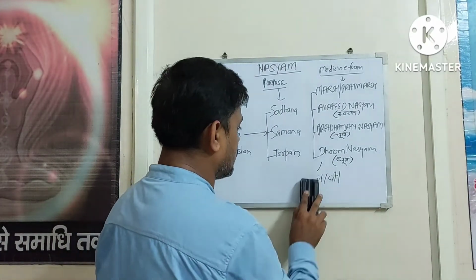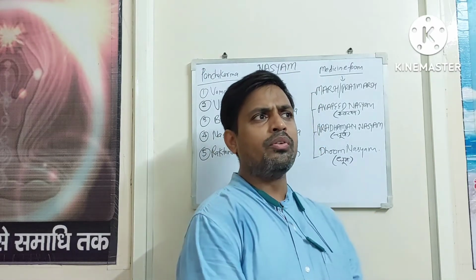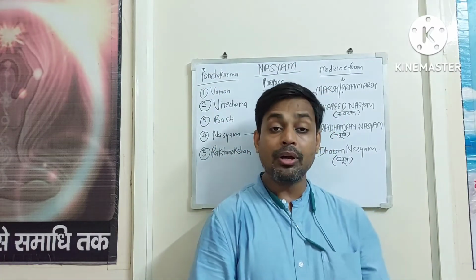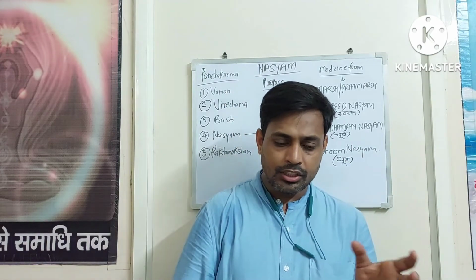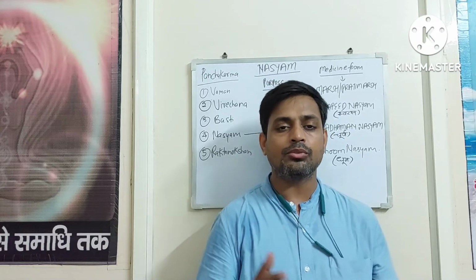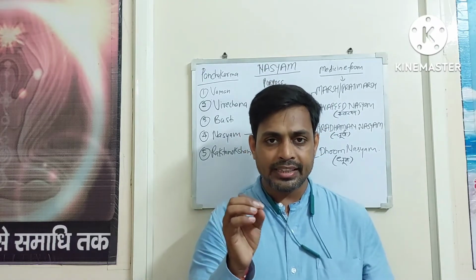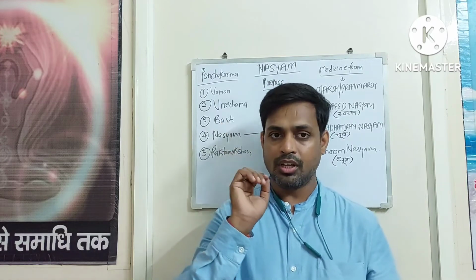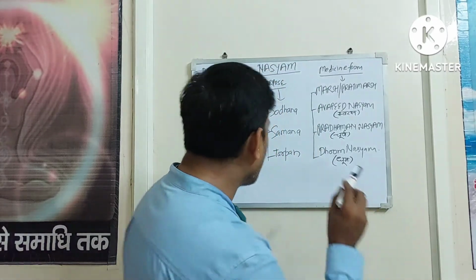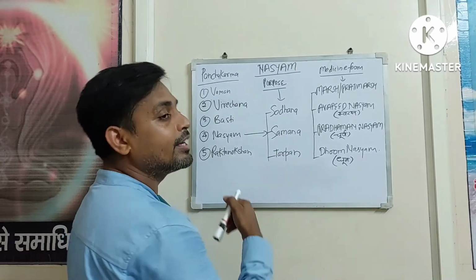So there are many purposes we can use for Dhuma, Pradhamna, Avapida, Marsha and Pratimarsha Nasyam. I will give you some examples. First of all, you might be knowing Anutelam. Anutela is a processed oil, and the Ayurveda texts say that it can be used for regular purpose.